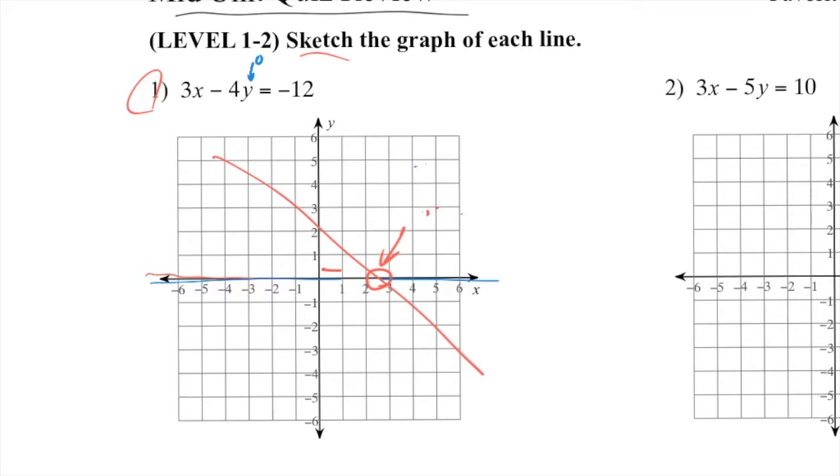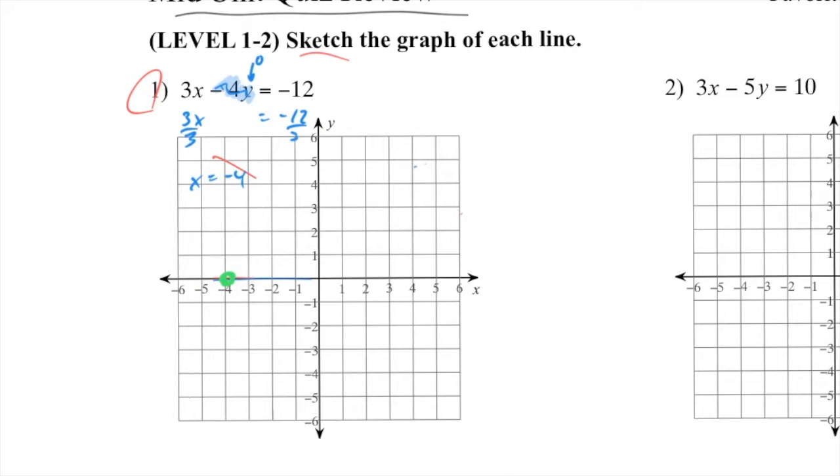This will be 4 times 0, so this whole thing cancels out, and we'll just be left with 3x equals negative 12. And when you divide by positive 3, you get x is negative 4. So this should hit the x-axis here at negative 4, right there. All right, so let's see. Where else are we going? So now we need to find the y-intercept, and we know the same thing.